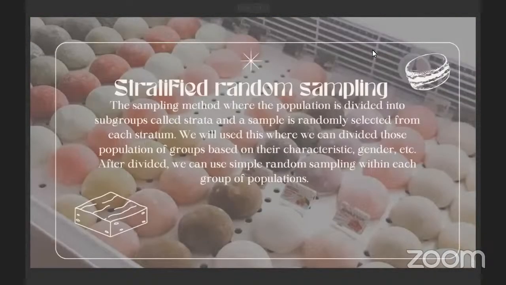Next is stratified random sampling. This is the sampling method where the population is divided into subgroups called strata, and a sample is randomly selected from each stratum. We will use this where we can divide the population into groups based on their characteristics, gender, or etc. After dividing, we can use simple random sampling within each group of the population.